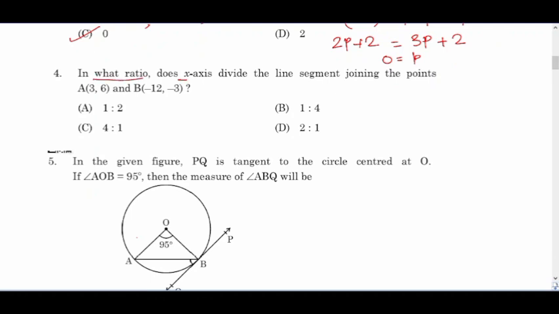In what ratio does the x-axis divide the line segment joining the points 3, 6 and minus 12, minus 3? Now on the x-axis the x value can be anything, but the y coordinate value is 0. So the y coordinates are 6 and minus 3, and the point that divides has y coordinate 0. From 6 to 0 the distance is 6, and from 0 to minus 3 the distance is 3. So 6:3 will be the ratio. That means 2:1. Okay, very very simple question.